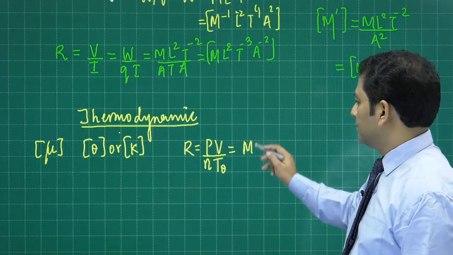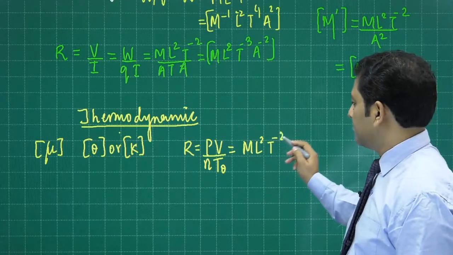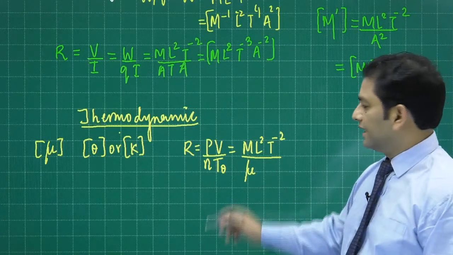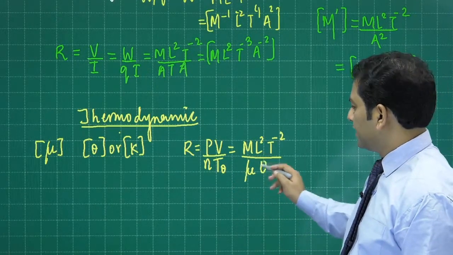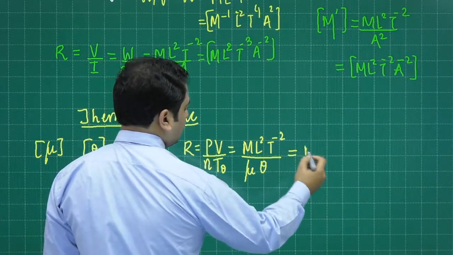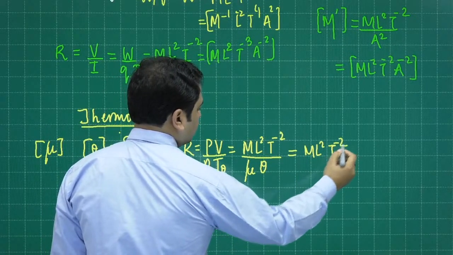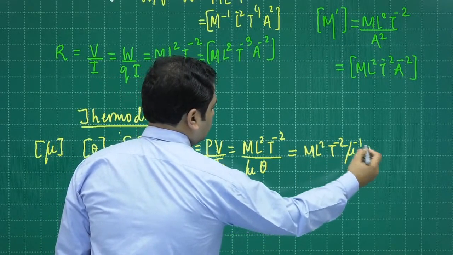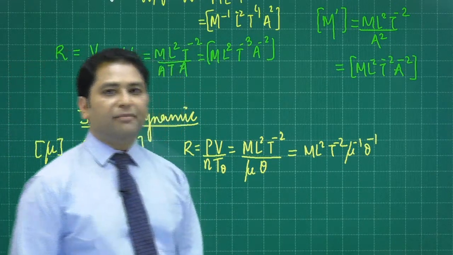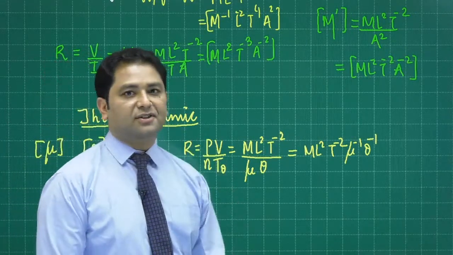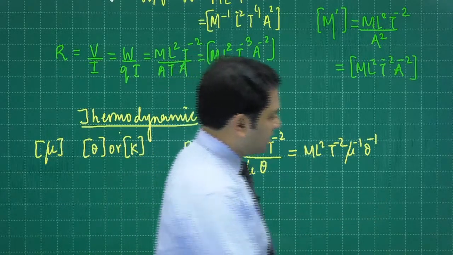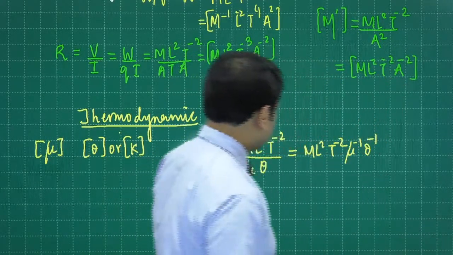So PV will be ML square T minus 2, divided by number of moles, which is mu, and temperature, if we prefer to write it in terms of theta. So the dimension of R is going to be ML square T minus 2 mu minus 1 theta minus 1. So that's how we calculate the dimension of universal gas constant. See, the whole idea of calculating dimension, the viewpoint, you know it, that's not a difficulty.